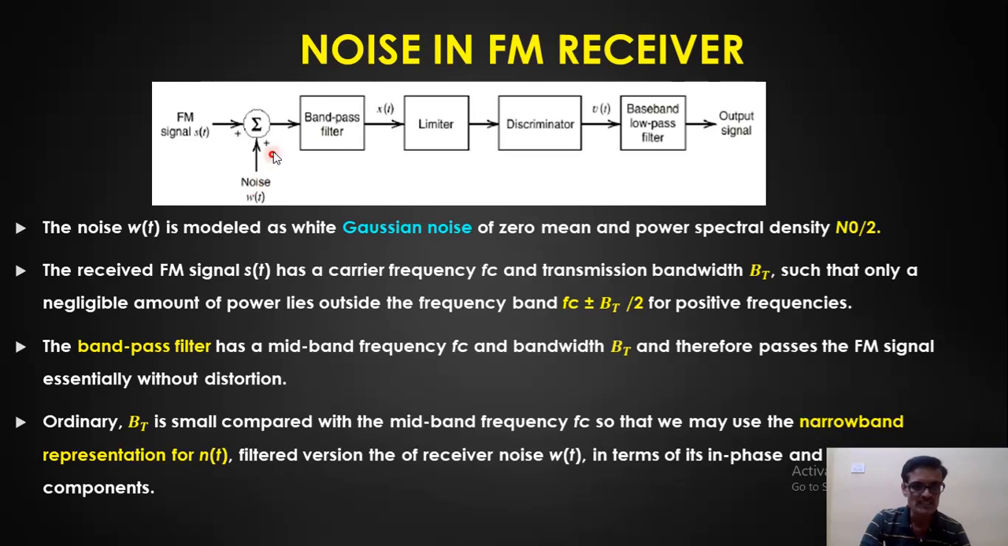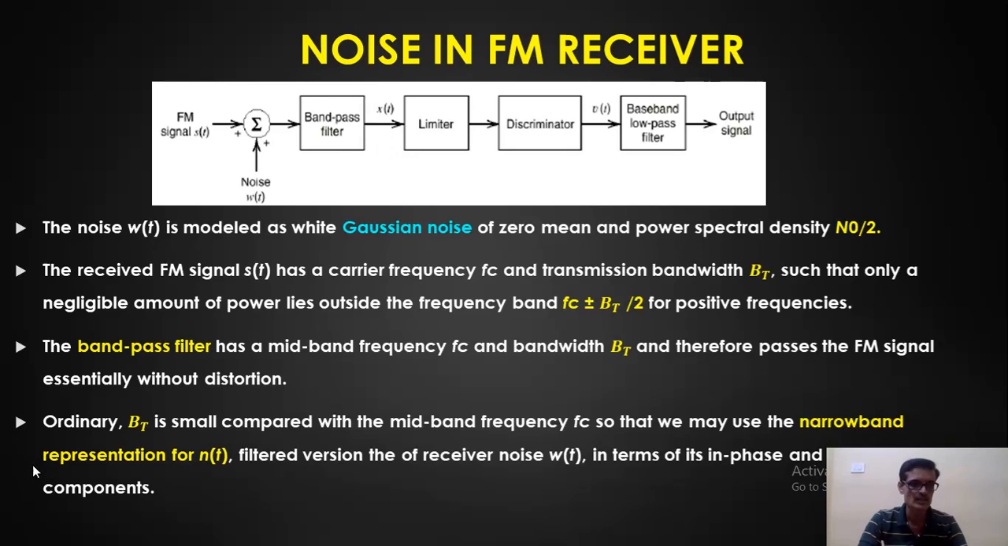So noise passes through along with the FM signal. Noise also passes through this band pass filter, and the noise we get at the output is restricted only within the bandwidth of BT. Not infinite bandwidth, because the additive white Gaussian noise has a spectrum equal to n0 by 2 between minus infinity to plus infinity in the frequency domain, right? But here it is restricted only between minus BT by 2 to plus BT by 2, or you can say an overall bandwidth of BT.